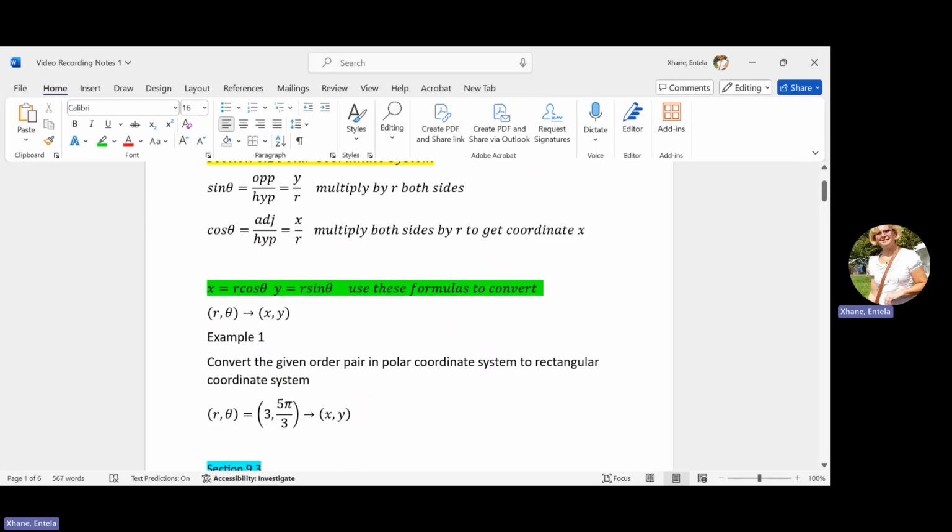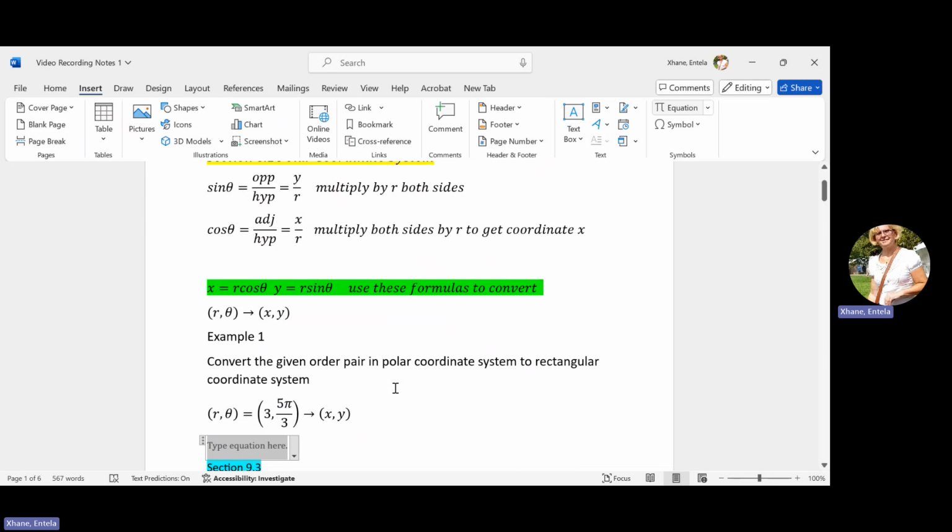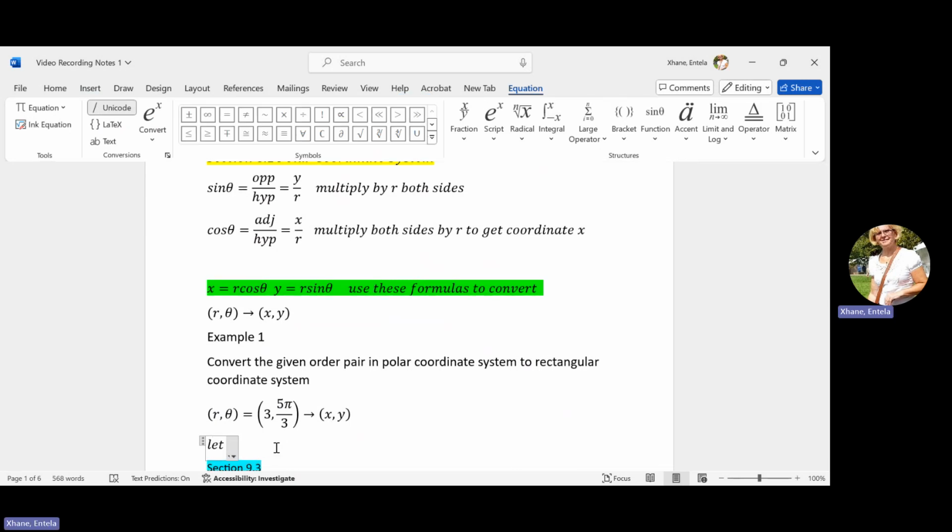So what we do to convert, we start off by identifying r and theta. The first coordinate of the given ordered pair is 3. That represents the radius r. And then the second coordinate of the point is theta, which represents the amount of rotation, in this case counterclockwise, and that is 5 pi over 3.